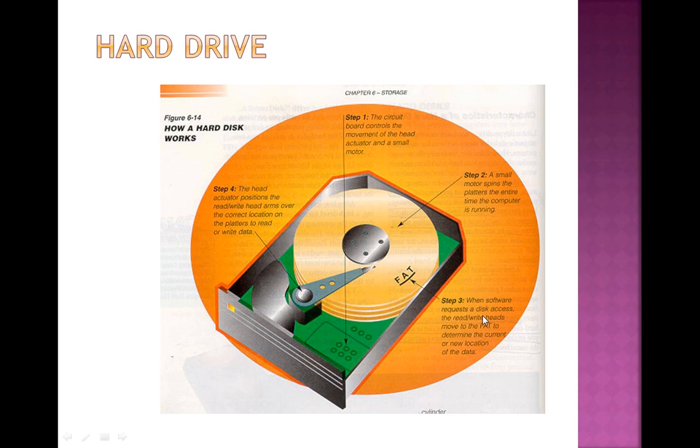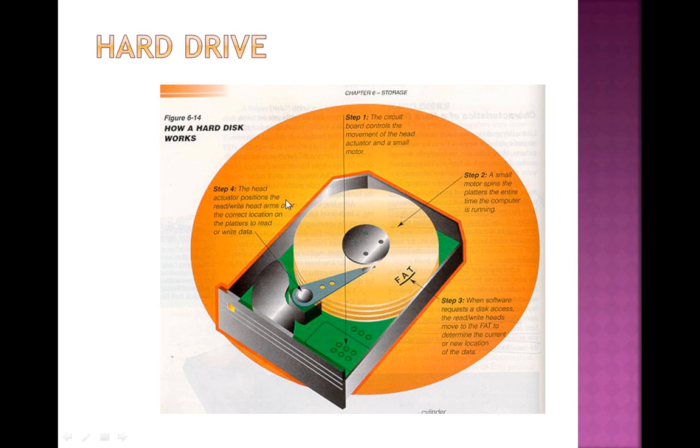Then step 3: when software requests a disk access, the read-write heads move to the FAT, the file allocation table, to determine the current or new location of the data.